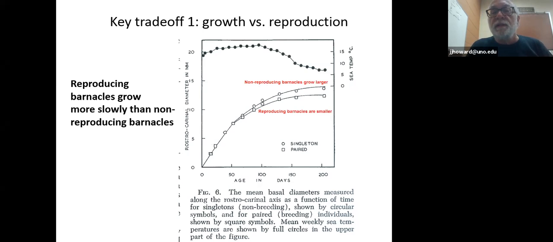And so these non-reproducing barnacles are not simply isolated. They are choosing not to pair up with their neighbor. And as a result, the energy that they have available goes into growth. The ones that do choose to pair up are putting energy into reproduction, and they grow slower. They grow to a smaller size. So this is a really good example of the principle of allocation. These guys are choosing to shunt energy into reproduction. That means they can't grow. These guys are choosing to shunt energy into growth. The only way they can do that is not reproduce.